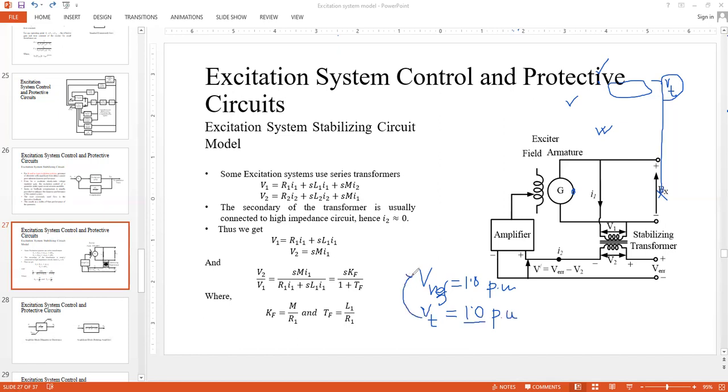to V reference. So whenever you have any load change on the generator side, or there is any fault, any deviation from the steady state operating point, this V reference remains constant. It is not going to be changed because it is a set point. However, this Vt is going to be changed. And consequently, you are going to have some error at this point.